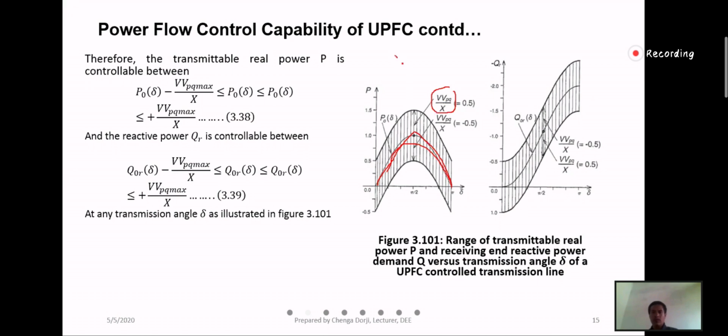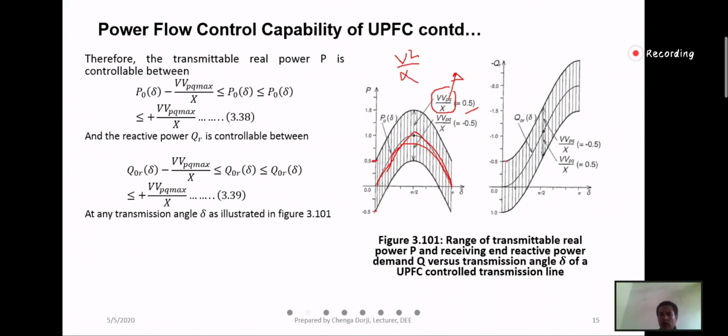Now when you are giving this factor as VPQ V by X, so actually what you have is V square by X. Here VPQ is nothing but the injected series voltage. When you make it 0.5, the power transfer capability will increase. The power transfer capability of the UPFC is independent of delta. See here, even at delta equal to 0, it is able to transfer the power. So 0.5 here, and minus 0.5 here. So you can either increase or decrease the power transfer capability.